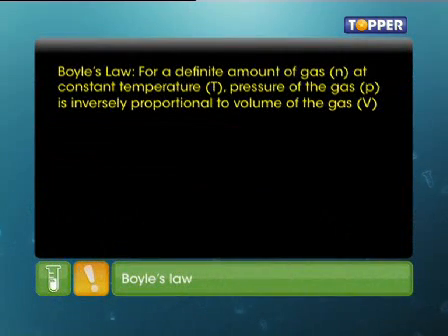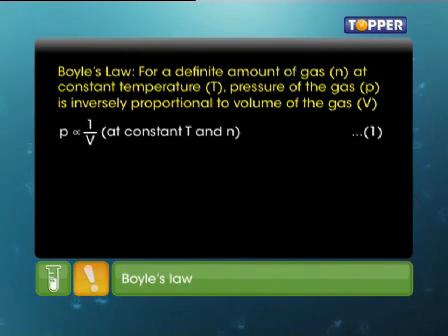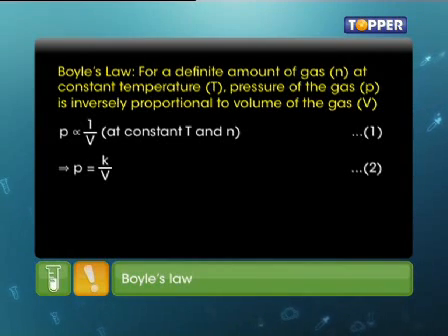definite amount of gas n at constant temperature T, pressure of the gas P is inversely proportional to volume of the gas V. If we were to express the result mathematically, we can see that the pressure is inversely proportional to the volume. Now, a constant K is added to remove the sign of proportionality.